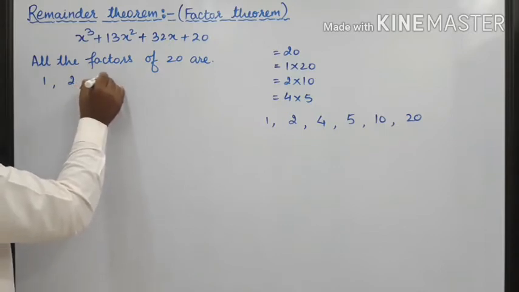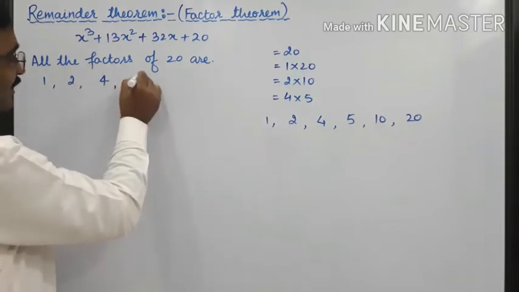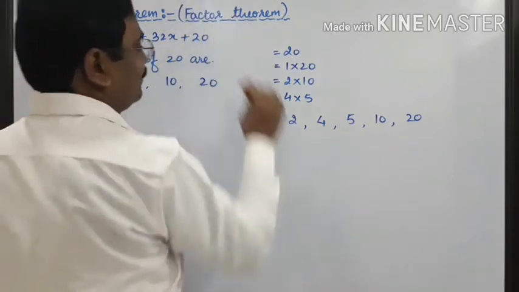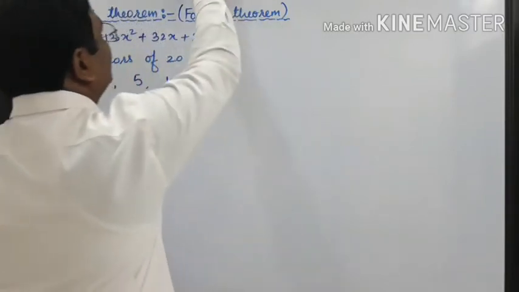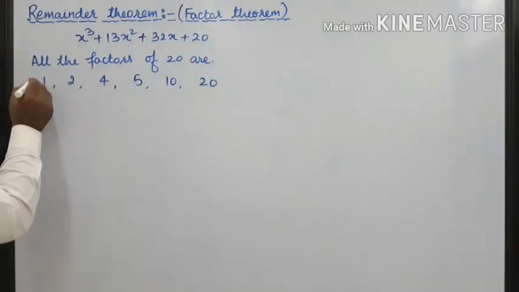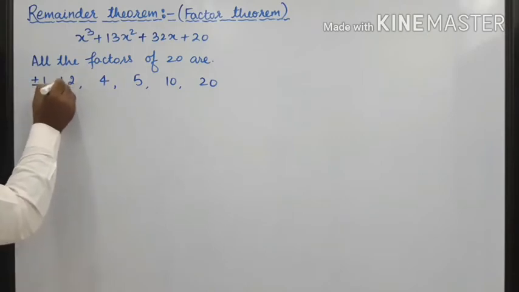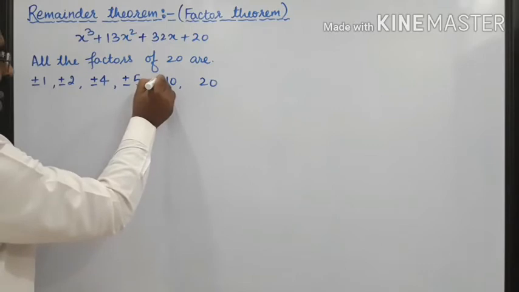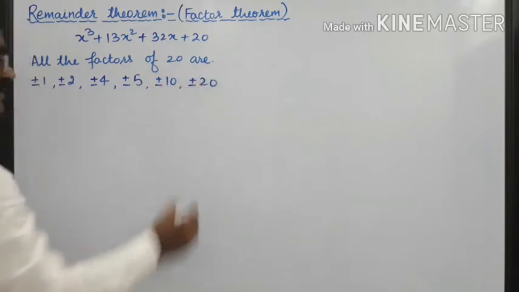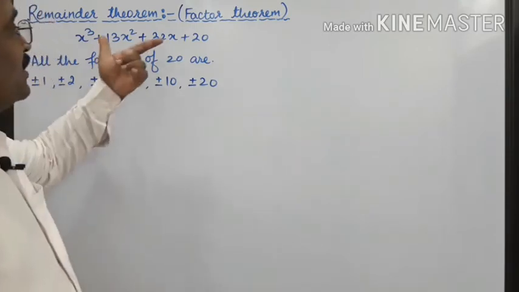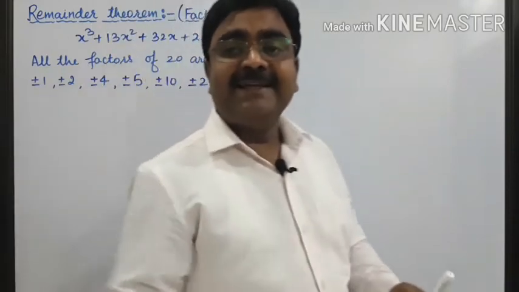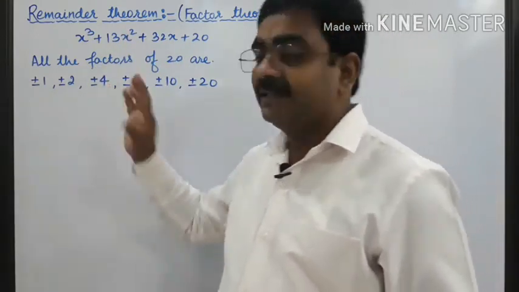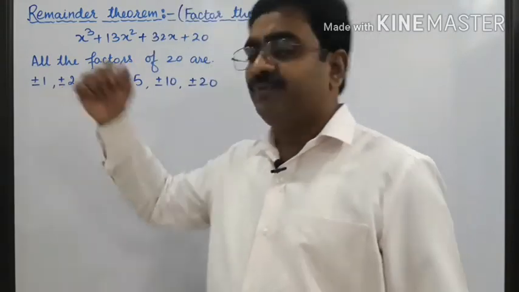10 and 20. After getting all the factors, what we have to do in this method is take the value of x as either plus or minus 1, or plus or minus 2, or plus or minus 4, or plus or minus 5, or plus or minus 10, or plus or minus 20. Using these factors, you have to try these values of x and find the remainder of this polynomial after taking these values. Okay, so let us start with the first term.